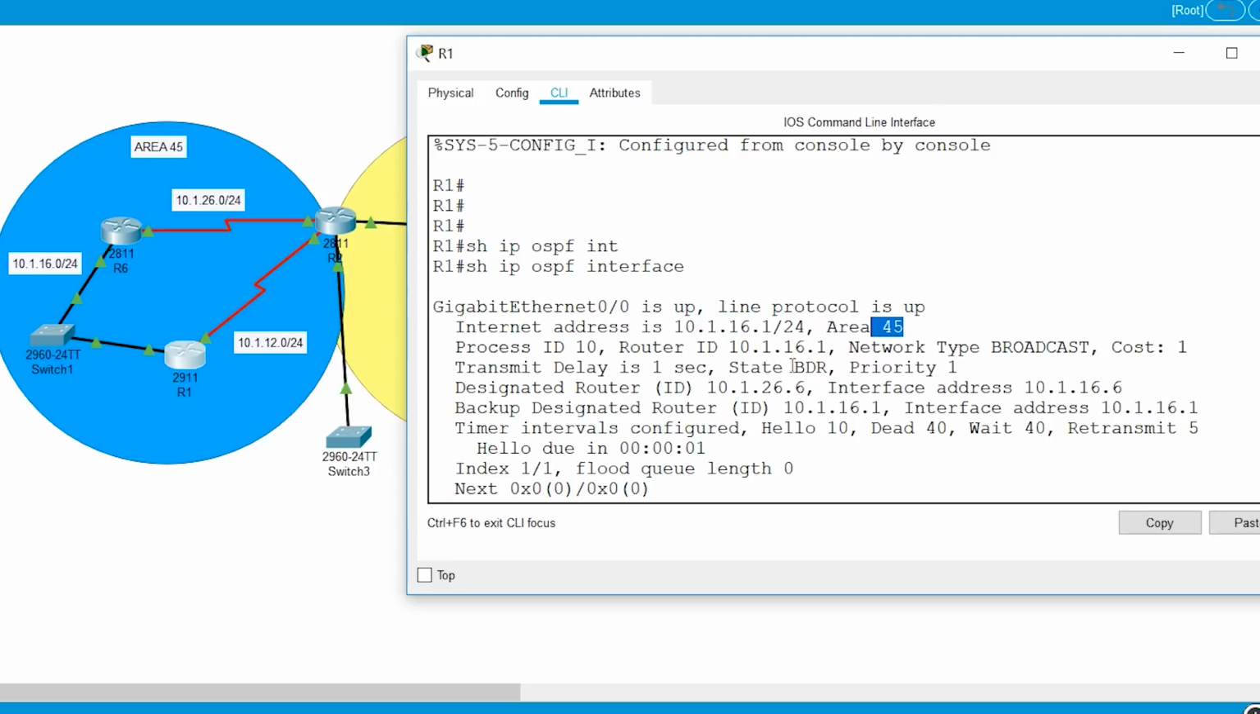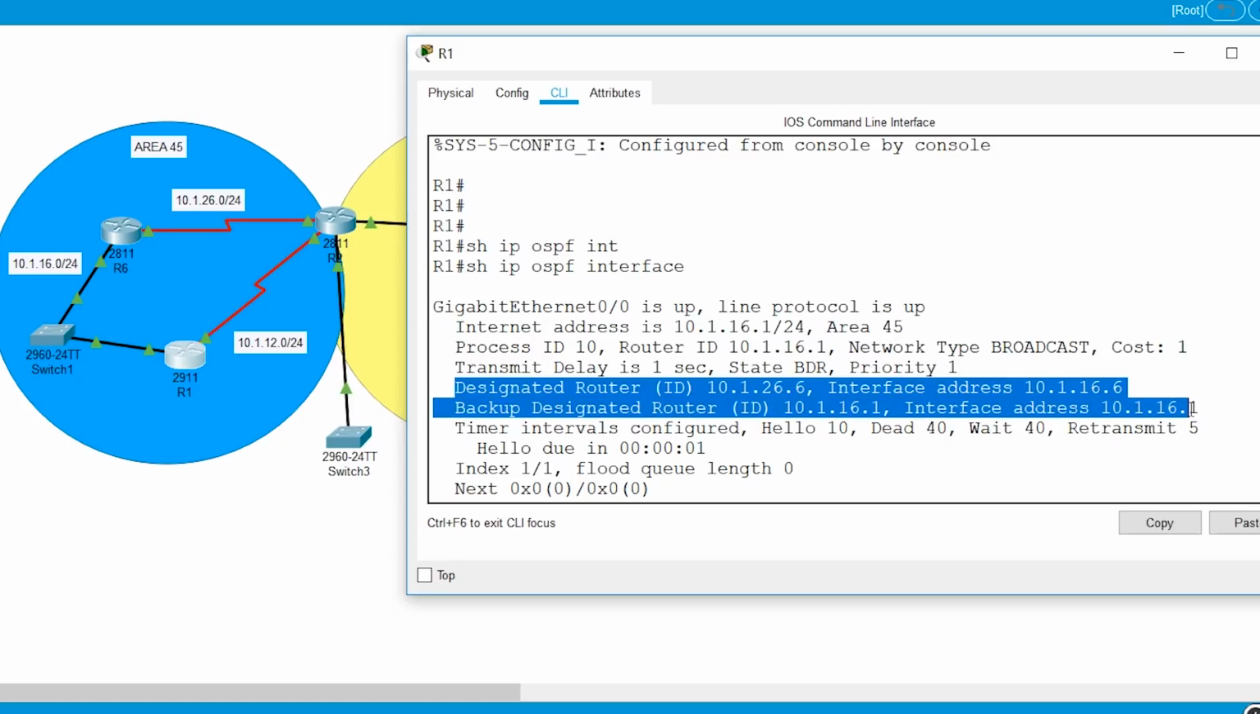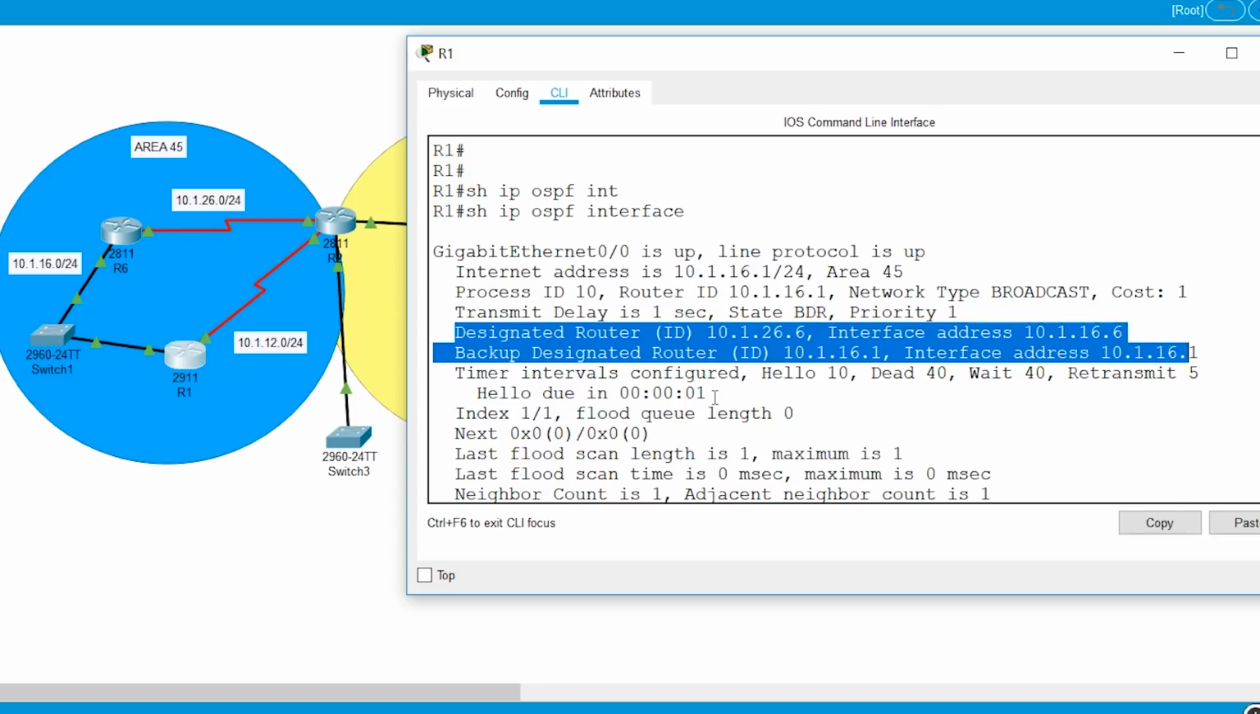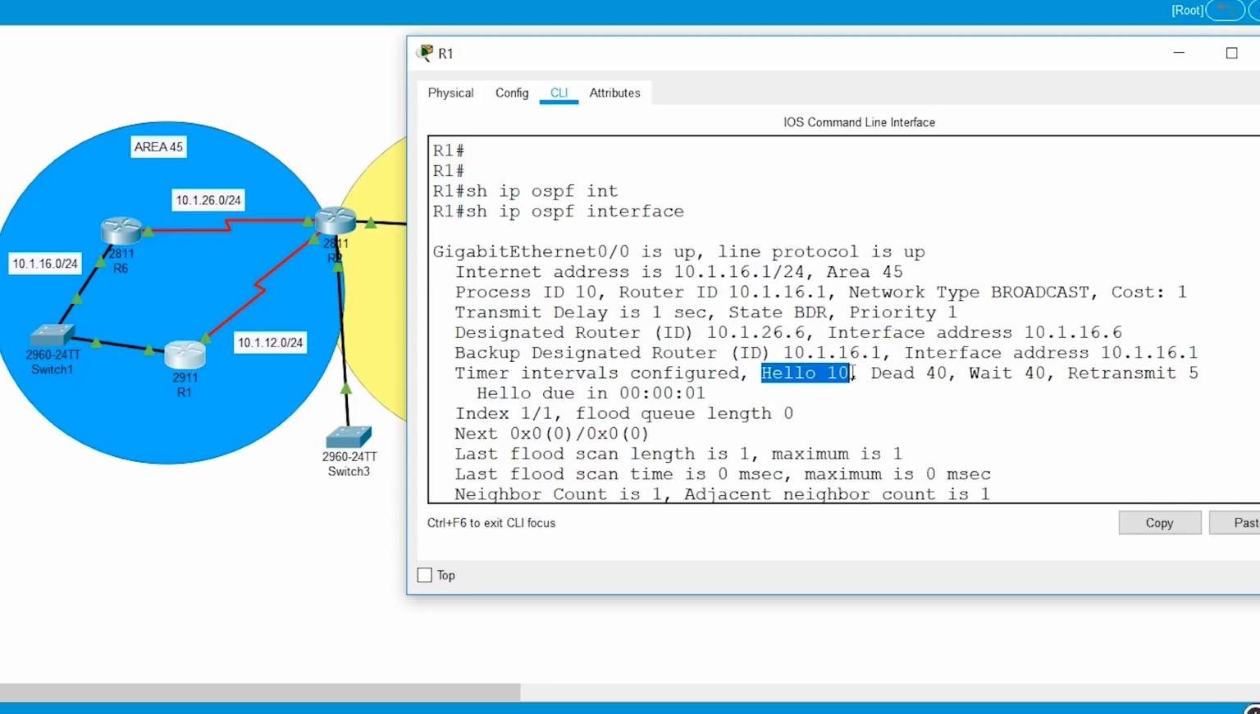10.1.16.1 area 45. This is BDR. Obviously it will be BDR because it got a smaller router ID. The other one has a higher router ID, and this is the lower router ID. Even if both of them came together, this would still be BDR, and that would be DR. So the designated router, BDR and DR's IP address and network router IDs are given here. Hello timer is due in 1 second. So every 10 seconds there is a hello that goes between these two.